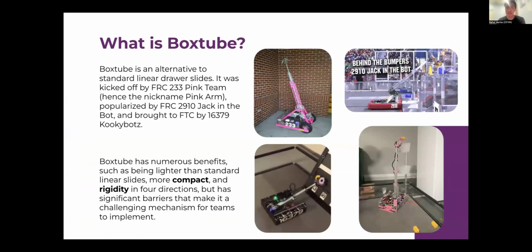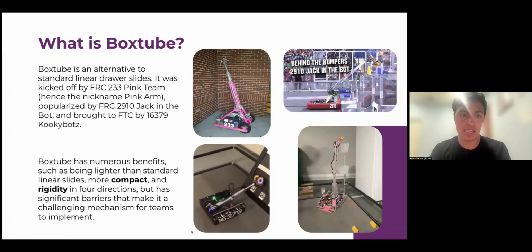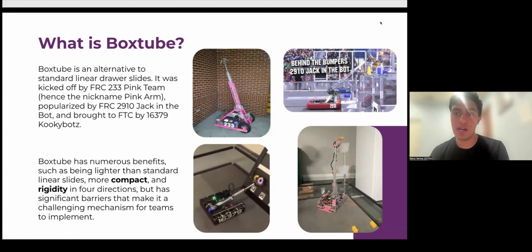Boxtube has increased in popularity in FTC over the last year or so, and it's an alternative to linear drawer slides. It was first started in FTC by Team 16379 CookieBots, and it has a lot of benefits, such as being compact, rigid, and a lot lighter than standard aluminum linear slides like Misumi's. But it has difficulties because it has to be fully custom implemented, which can make it a challenging mechanism for many teams. That's why we're hoping this presentation can help alleviate that.